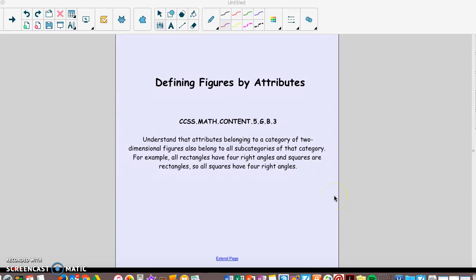Hi all, today we're going to look at defining figures by their attributes. And the way we're going to look at this is mainly by taking a closer look into quadrilaterals and the attributes that they all share, as well as their defining attributes. This goes along with Content Standard 5GB3 in the 5th grade curriculum.